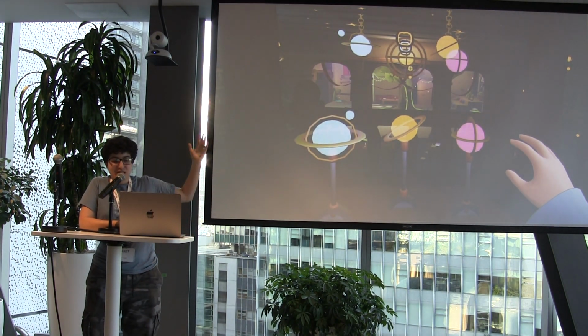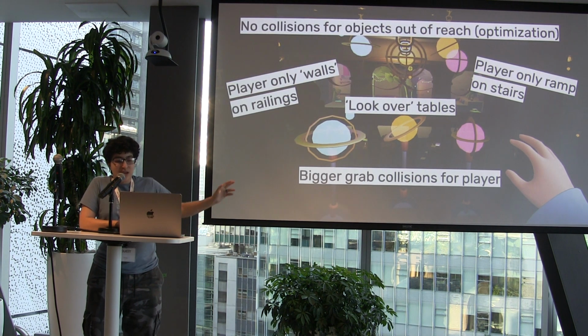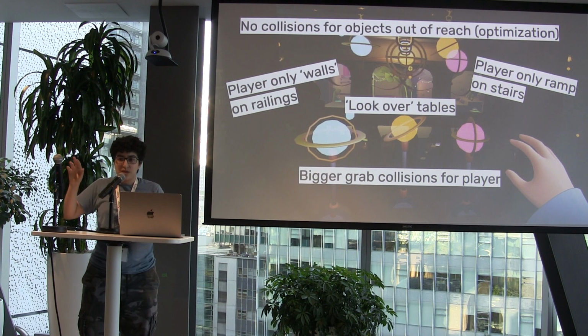So I'm going to break down just this one shot and go through some of the ways that we handle collisions in this scene. At the very top, there's a lot of objects that you're not going to be able to throw at, and you're never going to reach, so they just don't have any collisions. No one's ever going to notice. The stairs have a special ramp on them so that the player can walk up them smoothly, but when you throw objects at the stairs, they'll bounce on each step. The tables allow you to look over them, but not walk through them if you're using the controller.